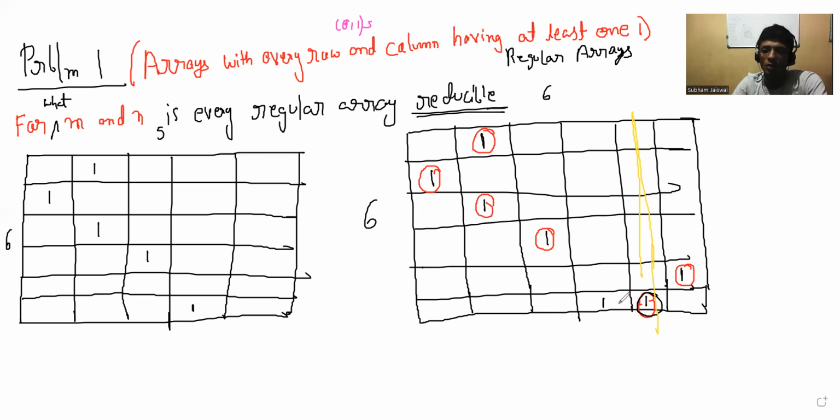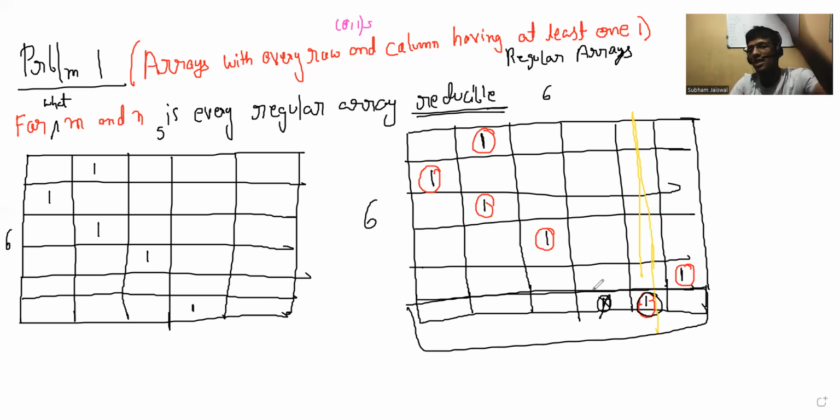Okay, now you see, the point is this: there are two cases, right? If this row has another one, then I am fine. Then I can move on. But if this row does not have any other one, then it means that this one is there in some other row. For this particular column, the one is there in some other row, in which case I can remove also this row.